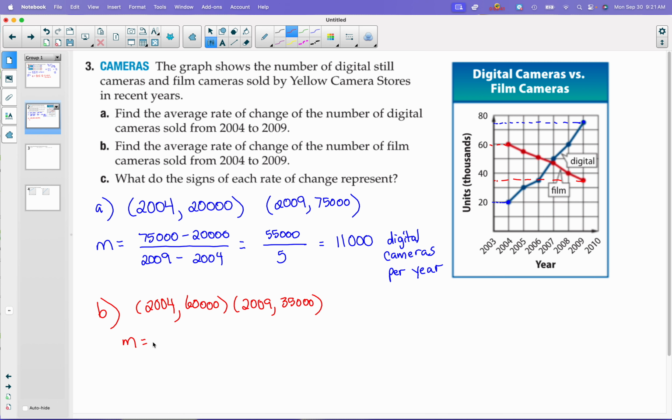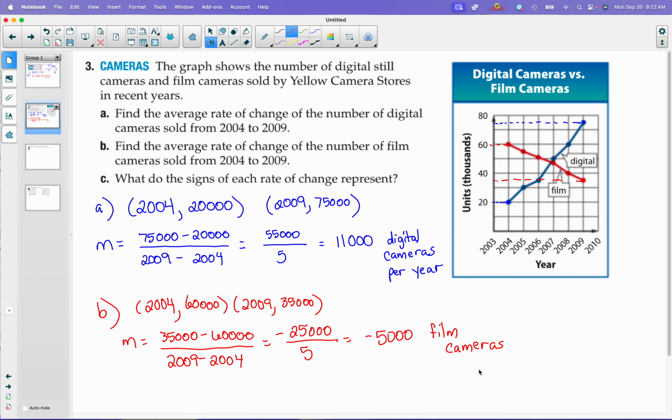And so my rate of change, I'm going to have 35,000, because that's the later time, minus 60,000 over 2009 minus 2004. So let me get this value. So we have a negative 25,000 over 5, which is negative 5,000 film cameras per year.